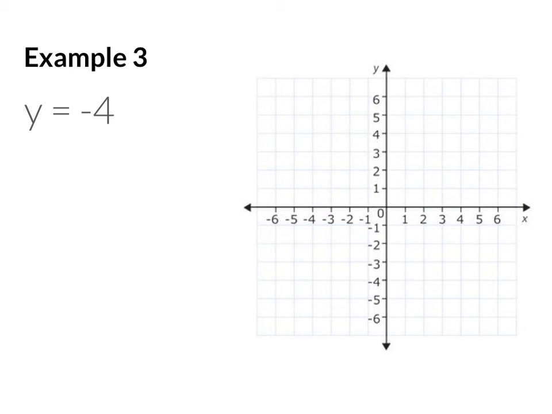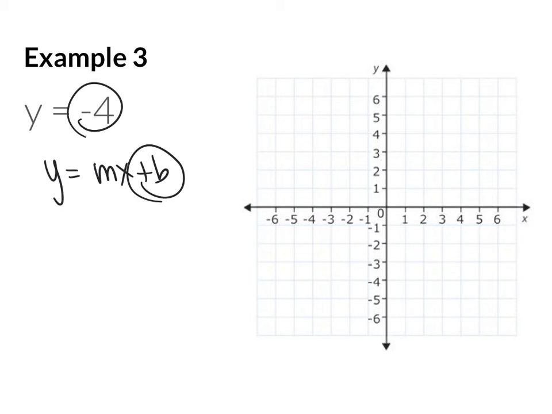Now, whenever you see this one and you're like, whoa, whoa, whoa, where's my mx? Because right now the only thing we have is a b. There is no slope and no x. Well, that makes sense, because if I graph this as y equals negative 4, that means that no matter where I am, if x is 1, y is negative 4. If x is 2, y is negative 4. If x is negative 6, it doesn't matter, because y is negative 4.